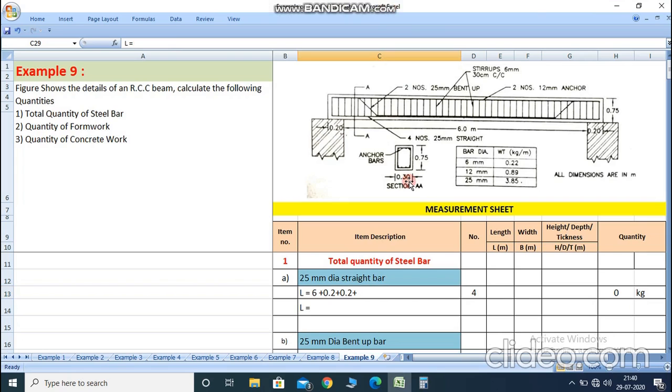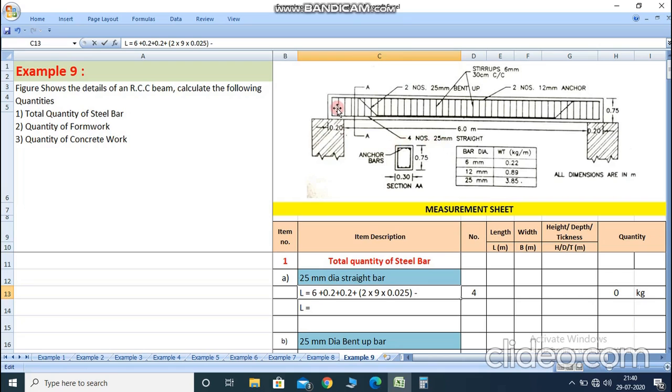In the last lecture we discussed that if a 180 degree hook is provided on one side, we add 9 into d in the total length. But here hook is provided on both sides, at both the ends, so we include 2 times. So 2 multiplied by 9 multiplied by d, where d is the diameter of the bar. So here we take the 25 mm dia. 25 mm is converted into meter, so 0.025.